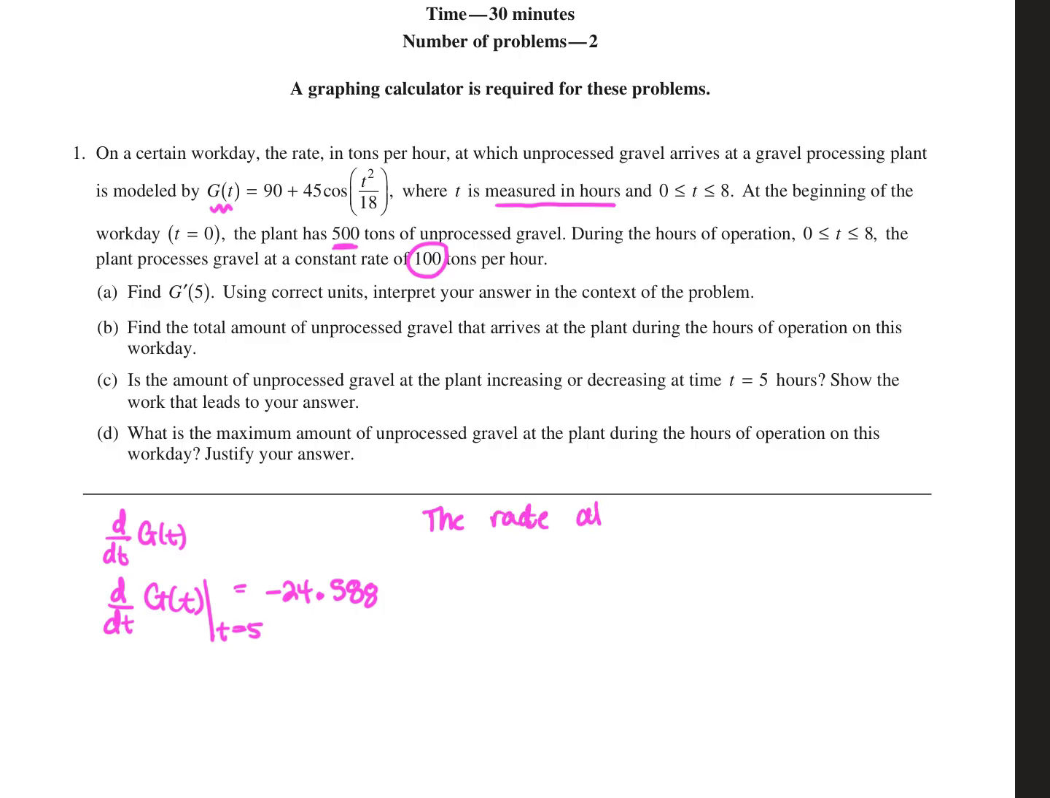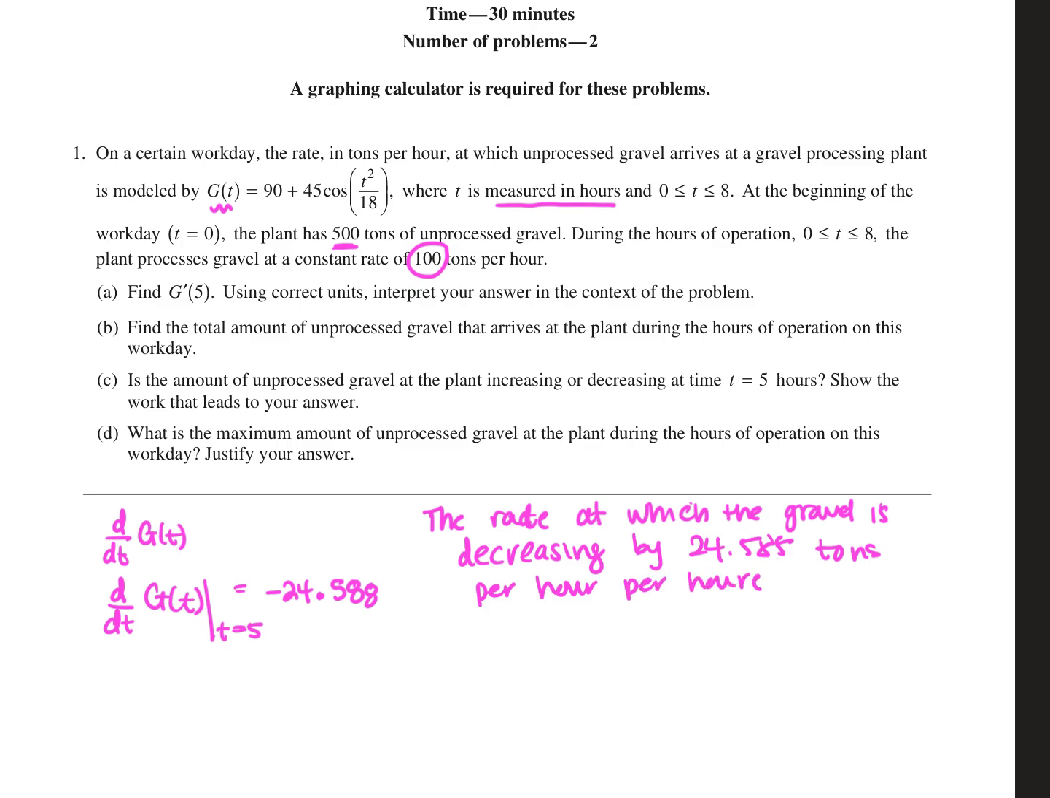So the rate at which the gravel is arriving is decreasing by 24.588 tons per hour at time equals 5.